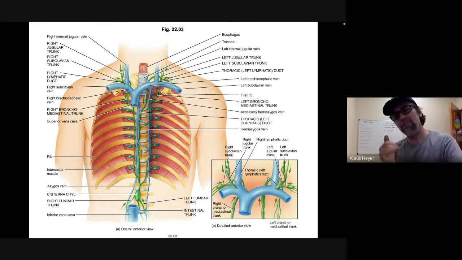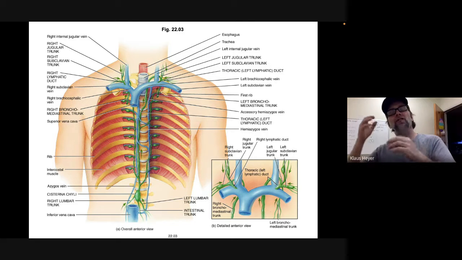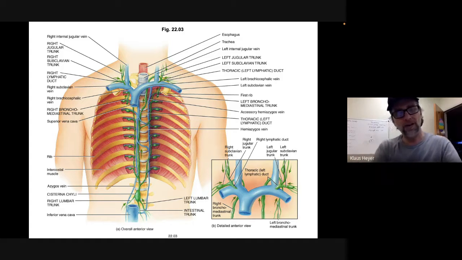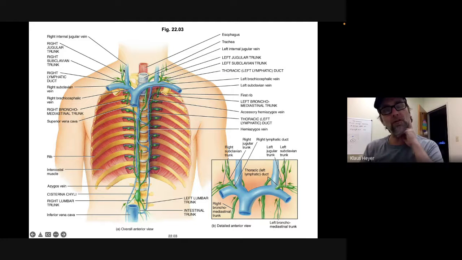It starts with a capillary. It ends with a duct. And then there's these 5 trunks that go into the duct. And they're pretty easy names. The ones coming down from the neck, you see this arrow right here and that arrow right here. Those are jugular trunks.